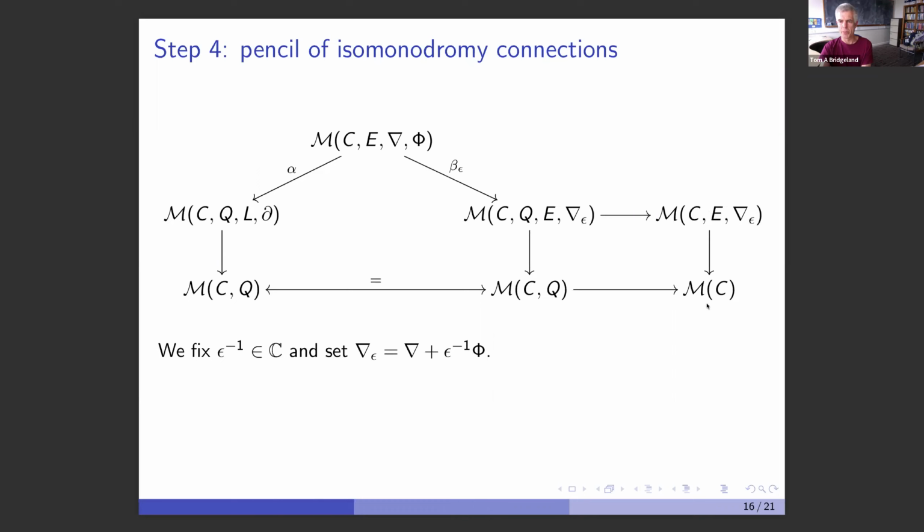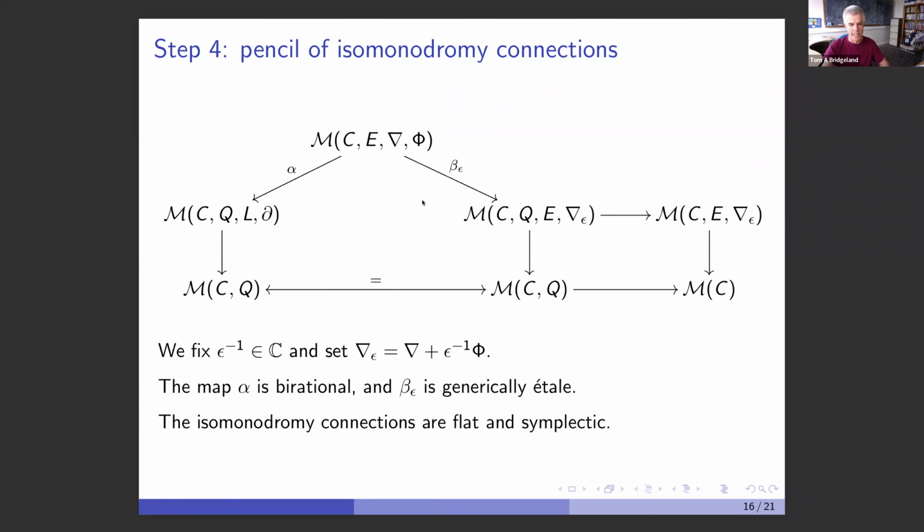Okay, so we take the isomonodromy connection here, we pull it all the way back through the other diagram. That gives me a nonlinear connection on this bundle. And then I allow epsilon to vary, I get a whole pencil of these things. And a simple argument shows you that this is actually a pencil of the form that we considered before. So that's what I've already explained. I should say that the crucial thing really is that these connections are flat and they're symplectic. And so we eventually end up getting this meromorphic hyperkähler structure on the space we started with. And it's meromorphic because we have this birational stuff going on here.